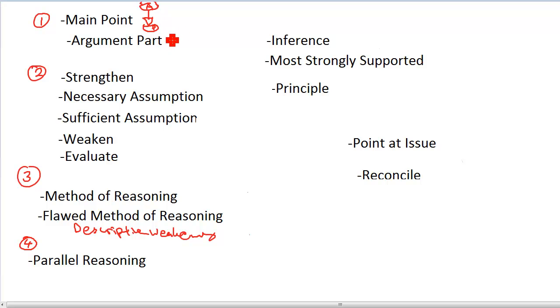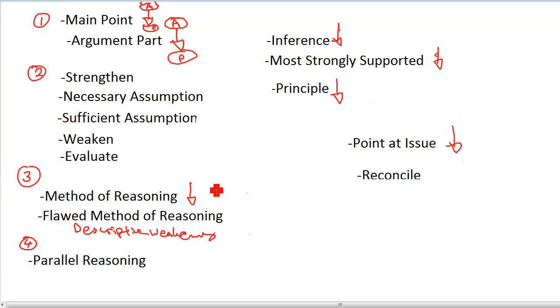Same with argument part. It goes this way. What you accept is up here. And why do you say this is a premise? Well, you say this is a premise because you can point back to the stuff up above in the stimulus to show how this is a premise. So you accept the stuff above, you prove the stuff below. Same with inference questions. You accept the statements up above, and you use them to prove your answer choice. Same with most strongly supported. Same with principle. Same with point and issue. Same with method of reasoning.